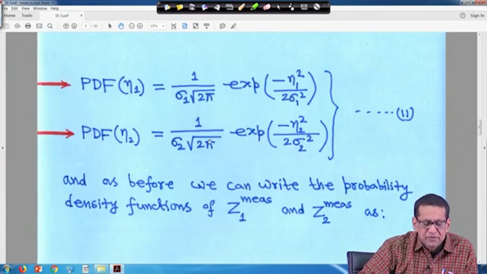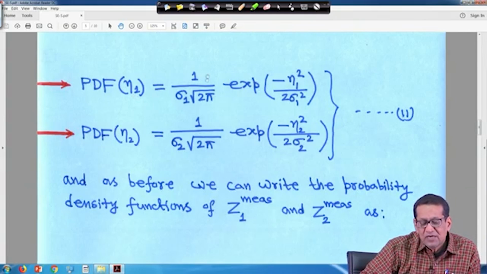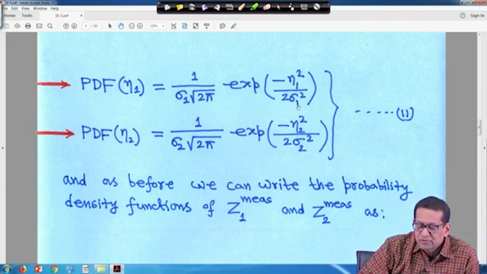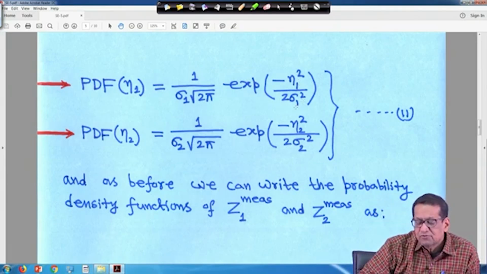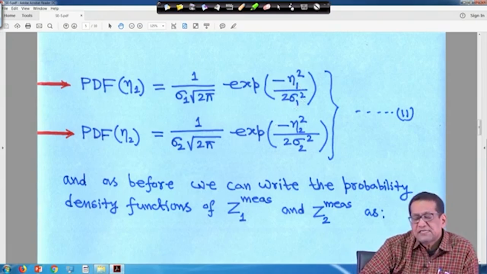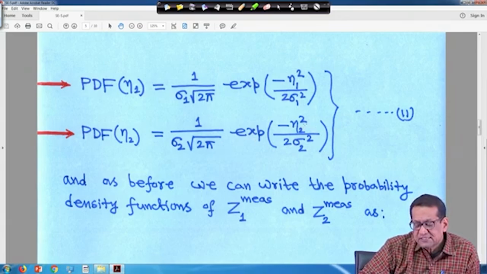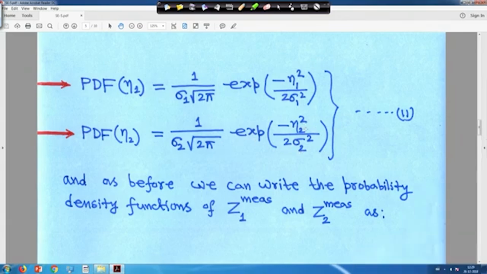Therefore, PDF of zeta 1 we can write as 1 upon sigma 1 root over 2 pi times e to the power minus zeta 1 square upon 2 sigma 1 square, where zeta 1 is Z1 measured minus Z1 true value. Similarly, PDF of zeta 2 is equal to 1 upon sigma 2 root over 2 pi e to the power minus zeta 2 square upon 2 sigma 2 square, where zeta 2 is Z2 measured minus Z2 true value. These two equations combined are equation 11.